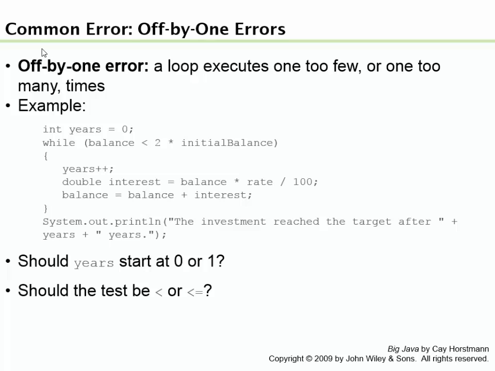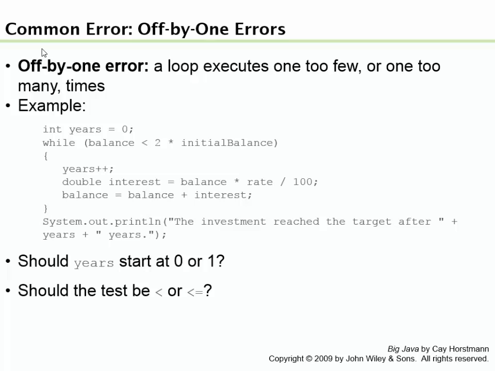Another question is, should the test be less than or equal to? Well, you have to ask yourself that question. We're trying to stop this loop once it's doubled its money. So if your interest rate is 100%, you start out with $10,000. You add 100% interest. So now you have $20,000. And that's our target. Will this loop stop? And the answer is, well, I guess it will stop because it's not less than, right? But if it said less than or equal to, then you keep looping.